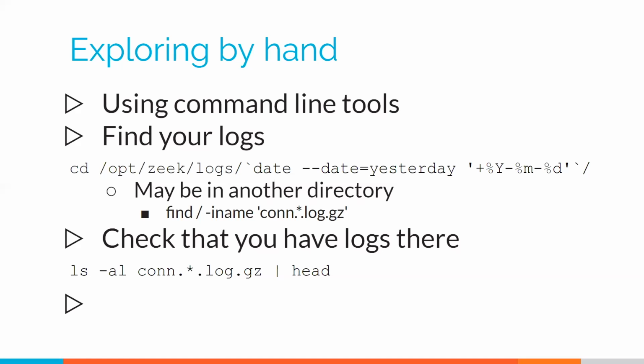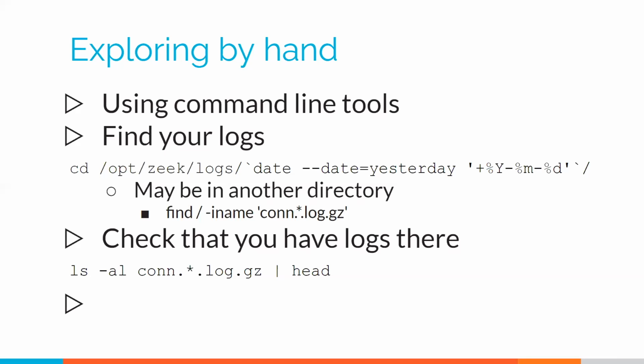If you try the first command saying, let's go to yesterday's logs under /opt/zeek/logs, and it says, hey, that directory doesn't exist, no problem. Use the next command, the find command, to say, I want to look through the entire hard drive. Tell me where you find something called conn.*.log.gz. That'll tell you probably where those logs are. And anytime I talk about /opt/zeek/logs, go ahead and use that on your system.